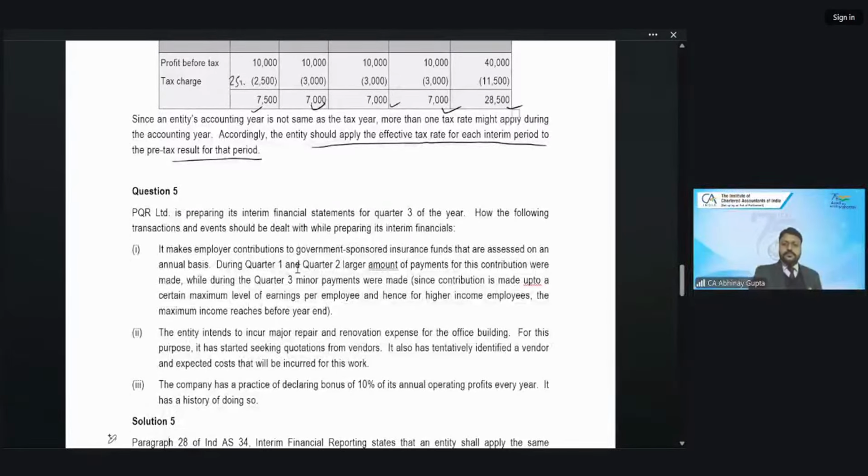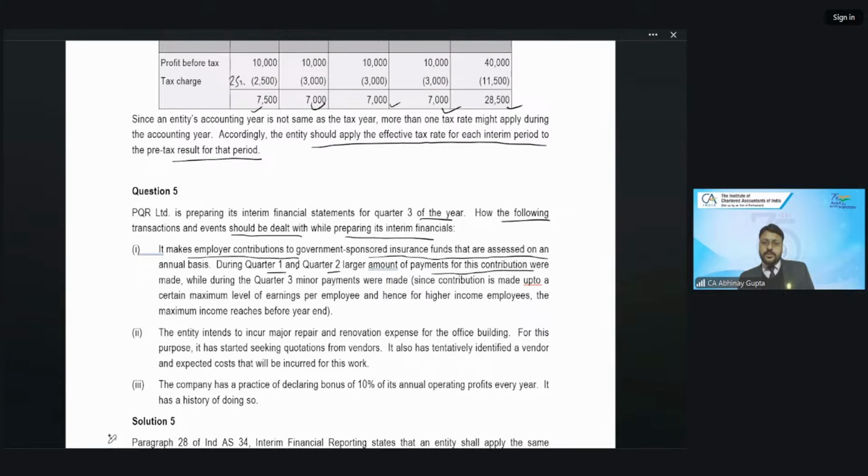Next question. EQR Limited is preparing its interim financial statements for quarter 3 of the year. How should the following transactions and events be dealt with while preparing the interim financials? Number one, it makes employer contributions to government-sponsored insurance funds that are assessed on an annual basis during quarter one and quarter two.